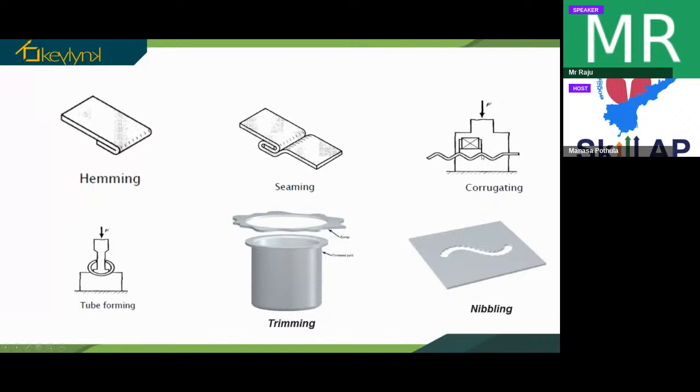If you want a structure like this, the wavy structure, we can use the die here and a corrugating tool here, and we can get a curly or wavy structure like this.